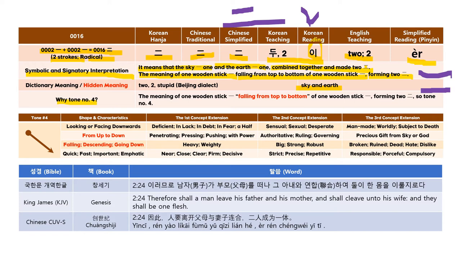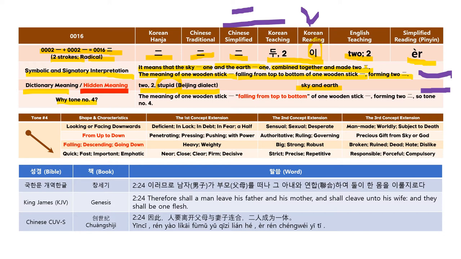Hidden meaning is very important. Please try to remember. And the dictionary meaning is just two. But in China, in Beijing's dialect, it means stupid. I don't know why Beijing people gave the meaning of stupid to this noble character, sky and earth. I don't know.